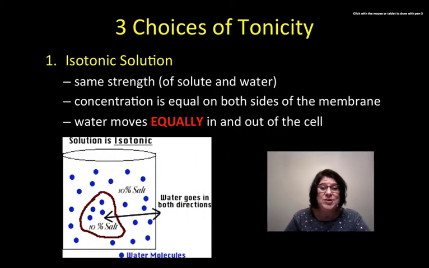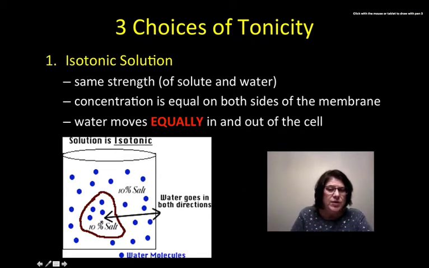All right, so we're going to start with isotonic. Isotonic means same strength. So iso is same in these solutions. We're talking about the inside and the outside of the cell being the concentration is equal on both sides. So inside the cell in the diagram, there's 10% salt, which means 90% water. And then outside, in the beaker in this case, it's 10% salt and 90% water. When that's the case, water is going to move in and out of the cell. It doesn't just not move, it still moves, but it moves equally in both directions, so you don't see really any change in the cell.